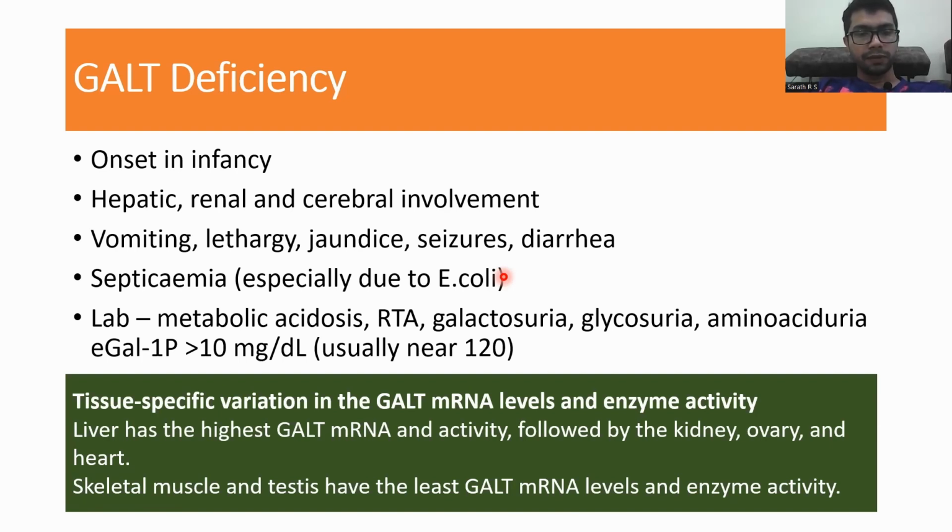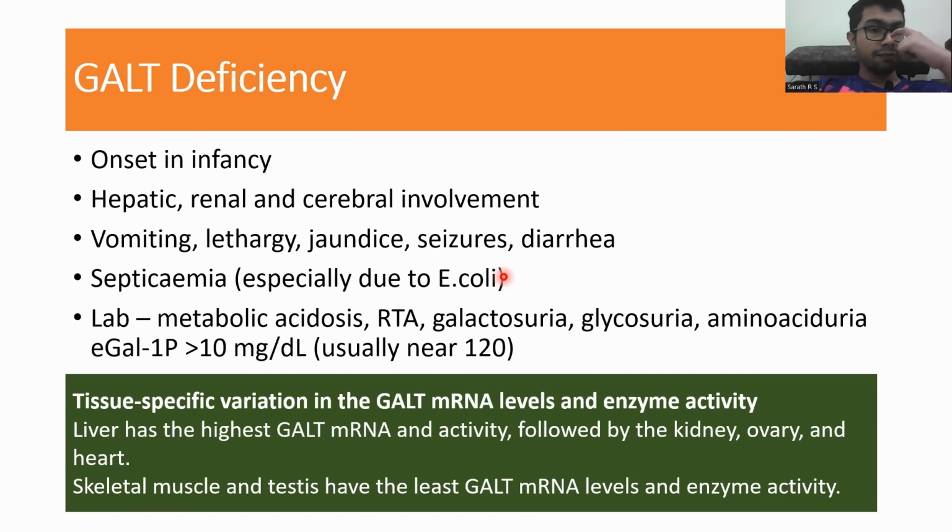Then there can be metabolic acidosis, renal tubular acidosis, galactosuria, glycosuria, aminoaciduria, and the erythrocyte galactose 1-phosphate levels will be more than 10 because the forward reactions are not happening. Even though the cutoff is more than 10, it will usually be in the range of hundreds. Usually it will be near 120.